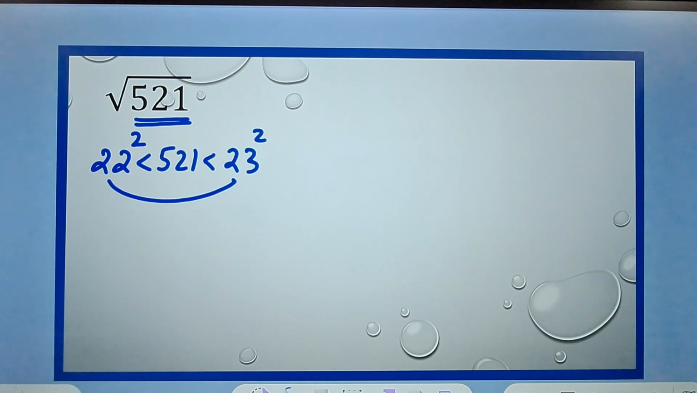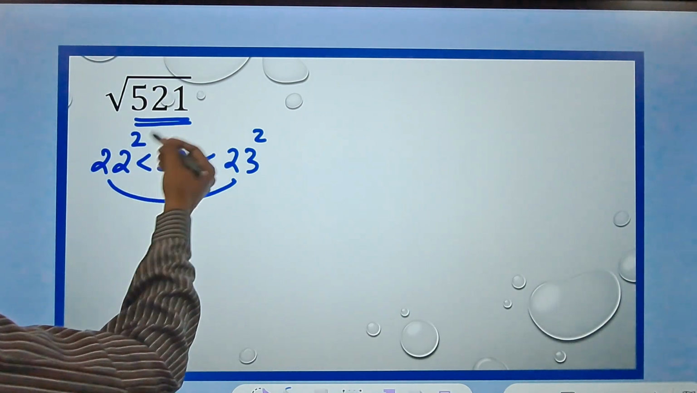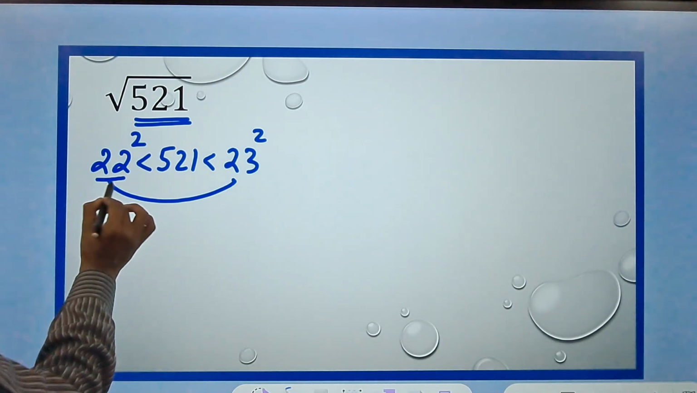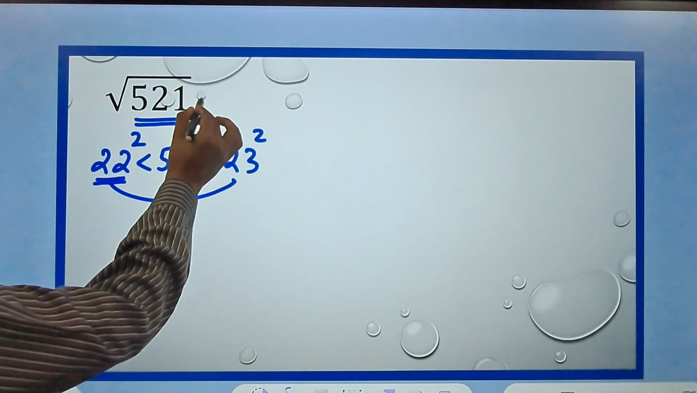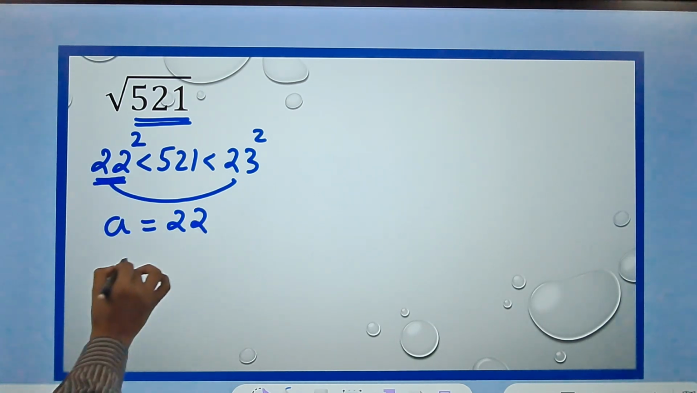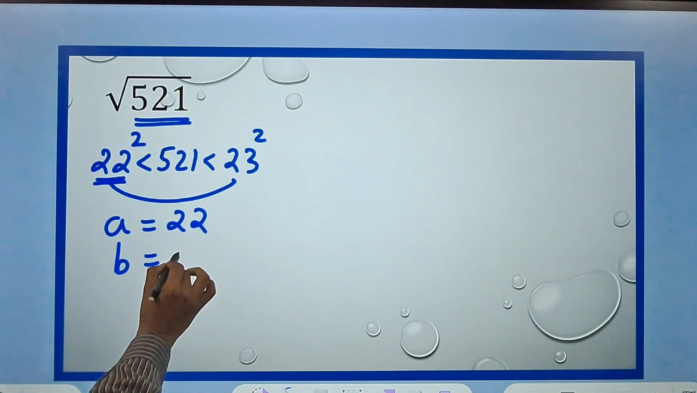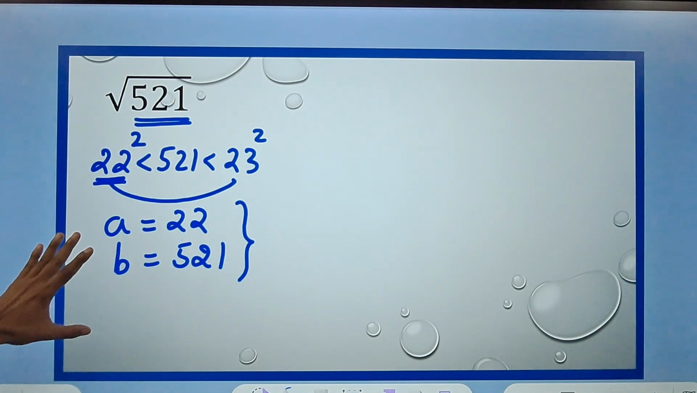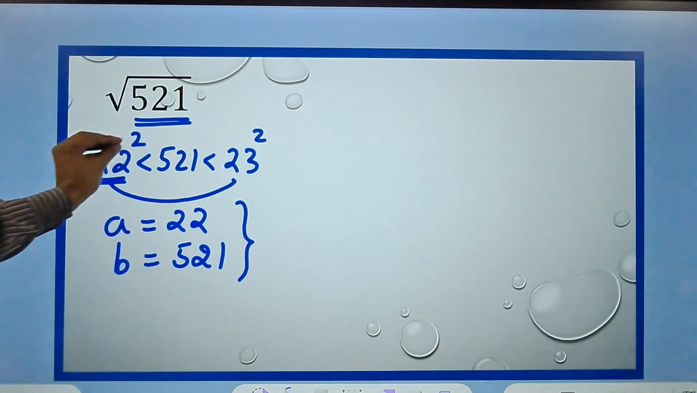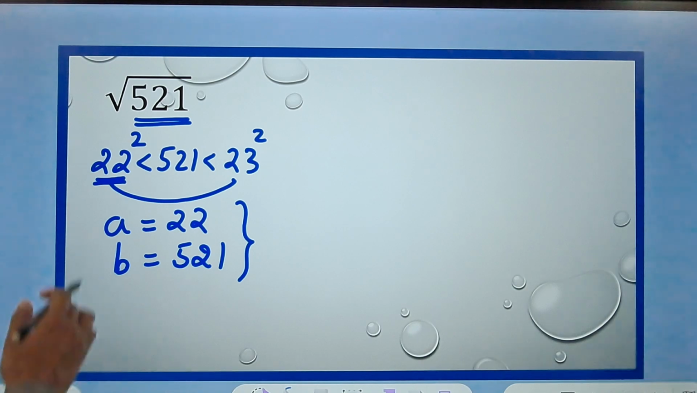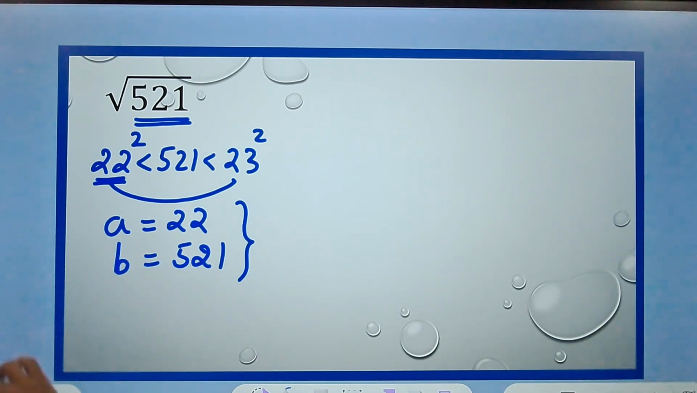That is done now. So what is the answer after the decimal? That's where the problem is, and I want to find the approximate value there. So what will I do? My square root starts with this 22, right? So I will assume A as 22 and B as the number in the square root, that is 521. All these things are mental maths things, so you don't have to write them. I am writing them just to tell you the steps so that you have them for your ready reference. So A is 22 and B is 521.